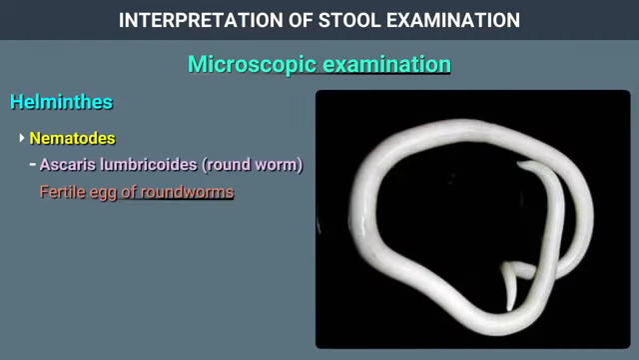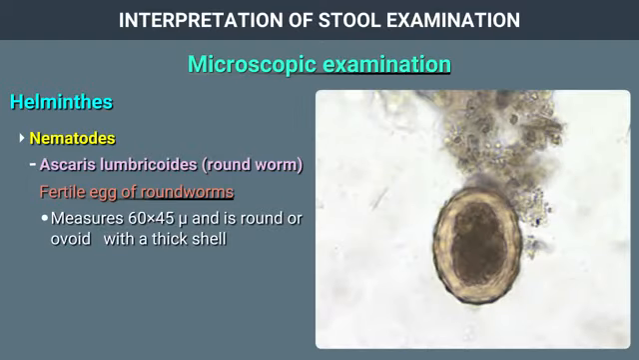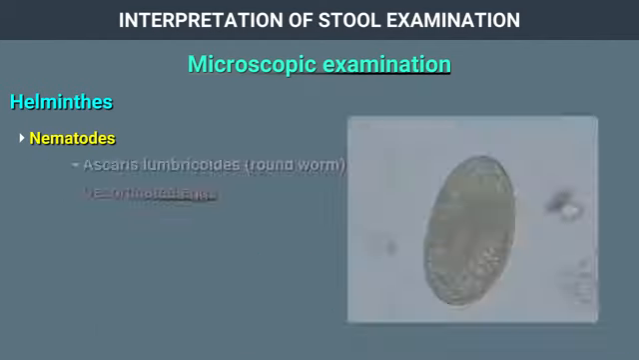Ascaris lumbricoides, roundworm. Fertile egg of roundworm measures 60 by 45 microns. It is round or ovoid with a thick shell. It is covered by a thick albuminous coat. Its inner cell is in various stages of cleavage and it is brown in color.